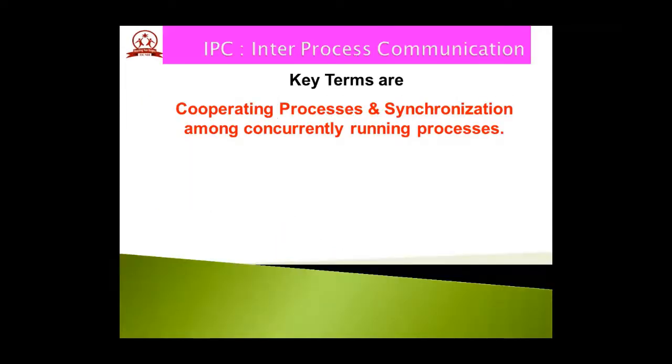Now, we will see some key terms with respect to inter-process communication. While learning this concept, we need to understand the two types of processes which the operating system has to handle. The key terms in inter-process communication are cooperating processes and synchronization among concurrently running processes. In these 2-3 slides, we will understand exactly what cooperating processes, concurrent processes, and independent processes are.